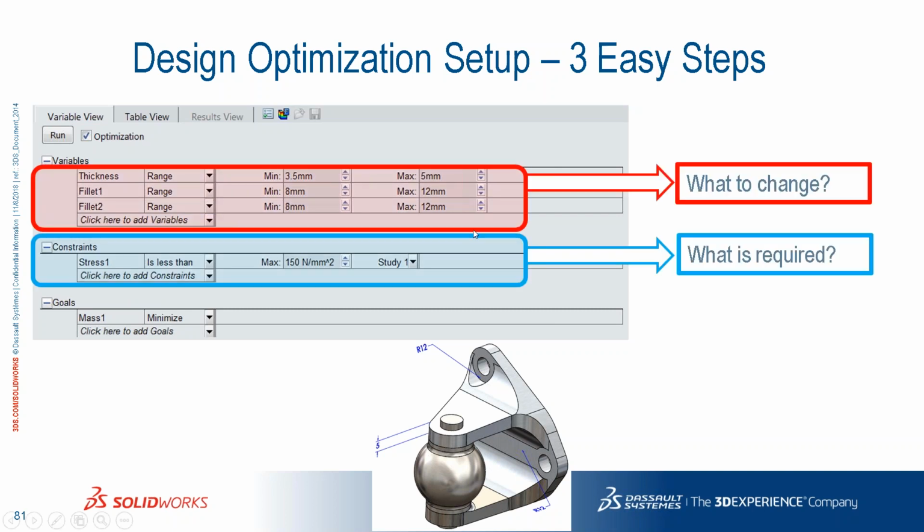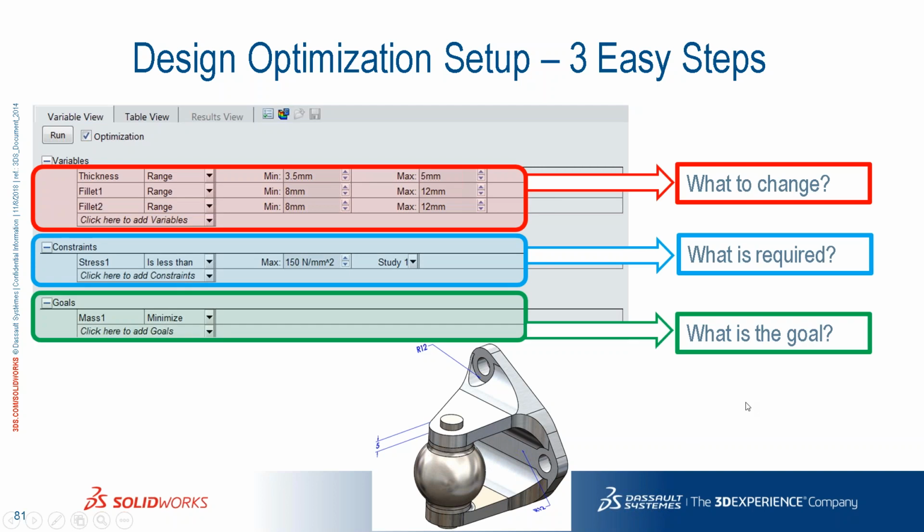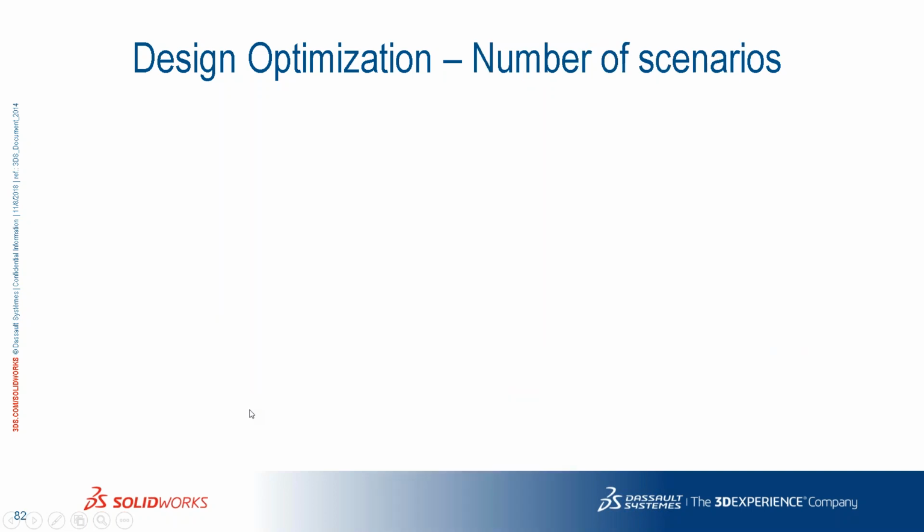So the parameters is what we are changing. What is required is the constraint. And finally, what is the goal? In this case, we want to minimize the mass. The best design will be the lighter one.